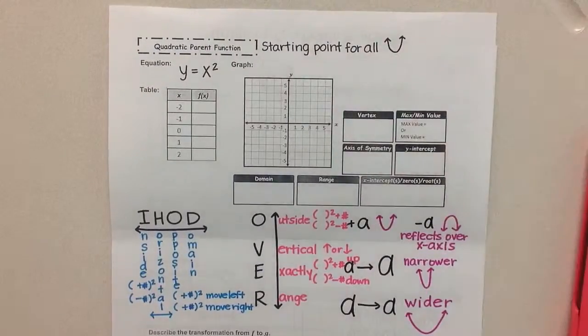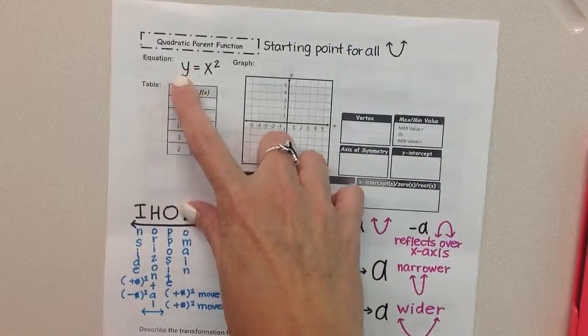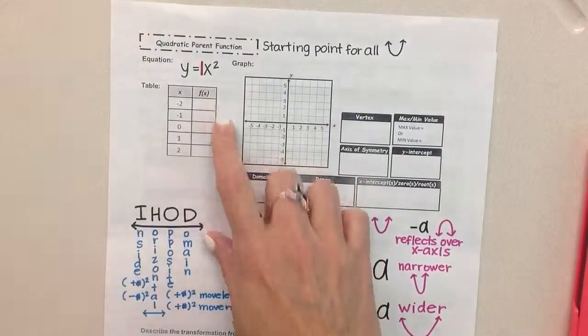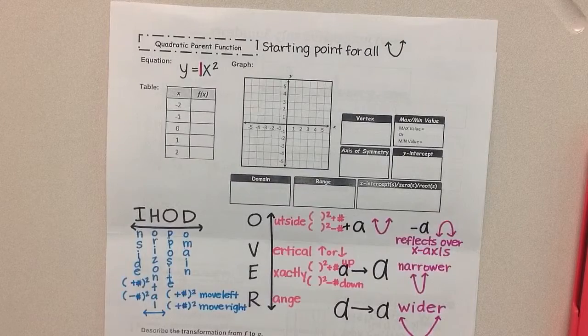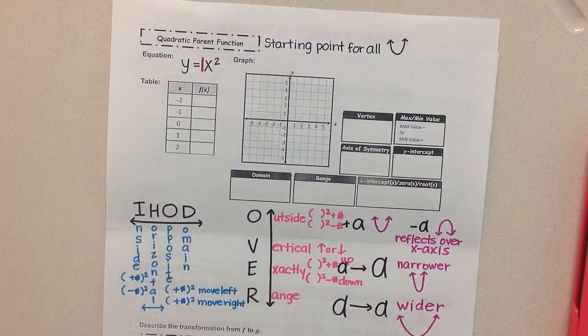Okay, so let's talk about describing transformations of f of x is equal to x squared. Remember your quadratic parent function, its equation is y equals x squared. Its a coefficient is always going to be a positive 1. You're not going to see any add or subtract numbers, no parentheses, and you're not going to see any over numbers. You're not going to see anything after the power of 2. And this is the starting point for all parabolas.